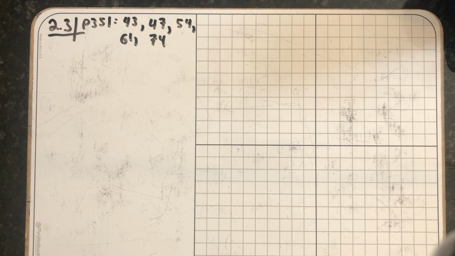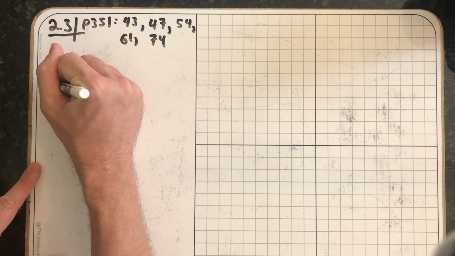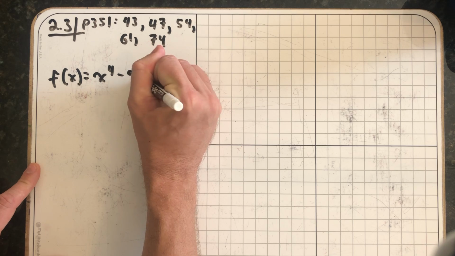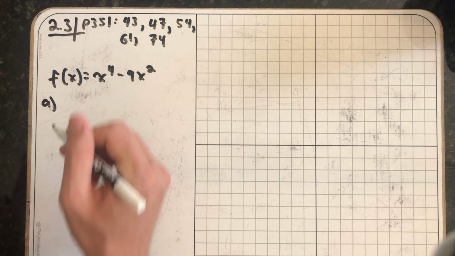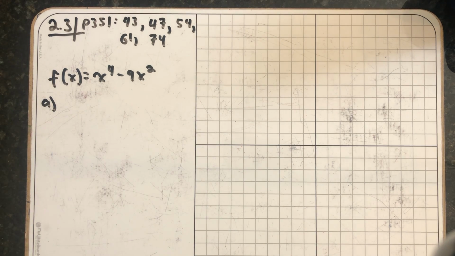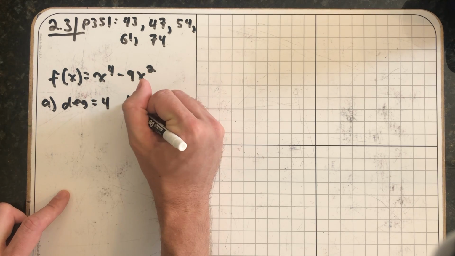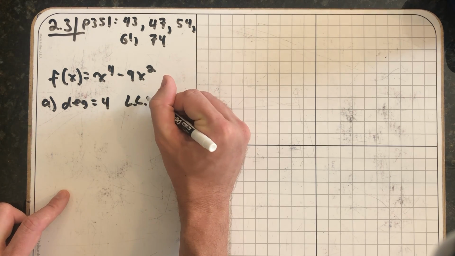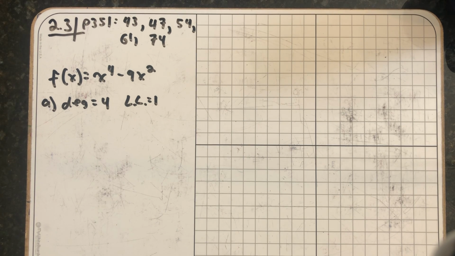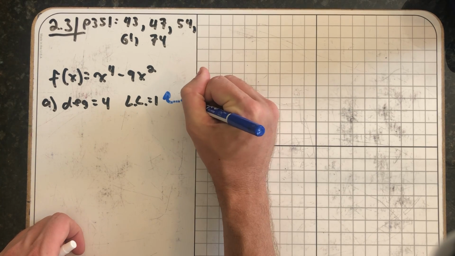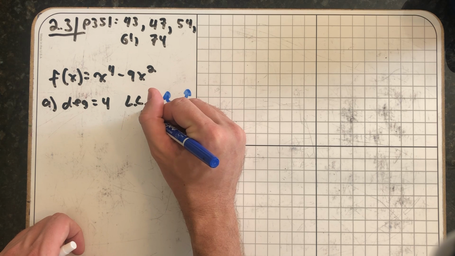Alright, so number 43 asks us to consider the polynomial f of x equals x to the fourth minus 9x squared. Well, in part A, I'm just supposed to figure out the end behavior. So I need to know the degree and the leading coefficient. Well, the degree is 4 and the leading coefficient is 1. Of course, what's important about the leading coefficient is that it's positive. So I know the end behavior will look like this. And if we wanted to state it in words, it rises left and rises right.